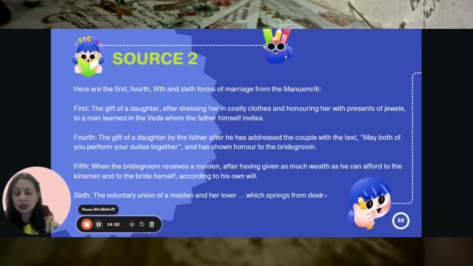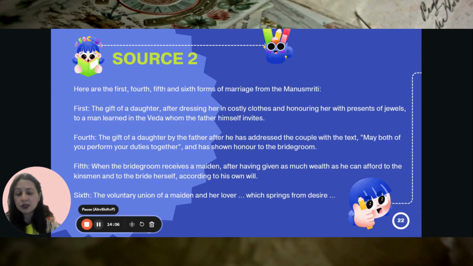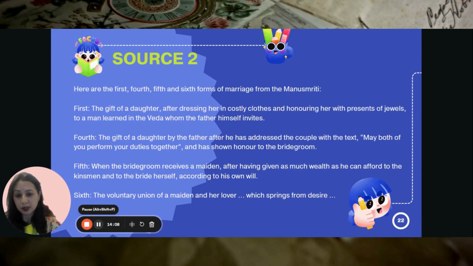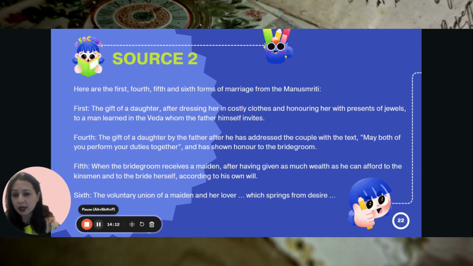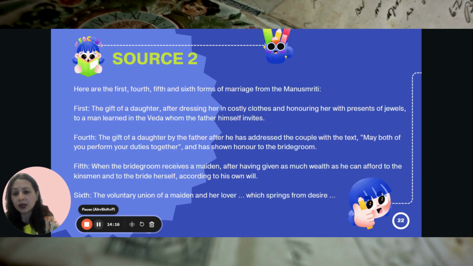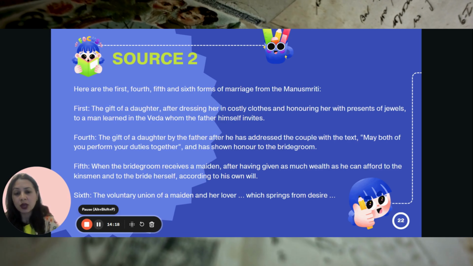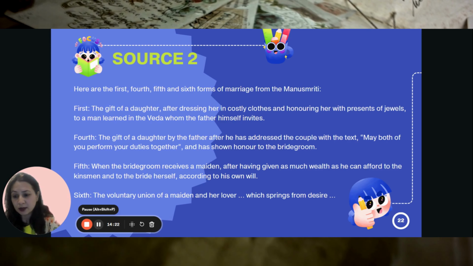Next source, it talks about the first, fourth, fifth, and sixth forms of marriage as given in Manusmriti. So many a time students get confused between the types of marriages and forms of marriages. Let me tell you, there are four types of marriages: polygamy, polyandry, exogamy, and endogamy. And then we have eight forms of marriages.